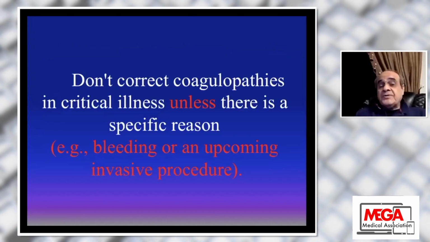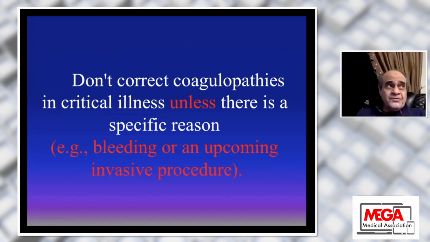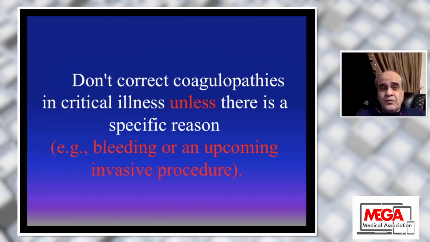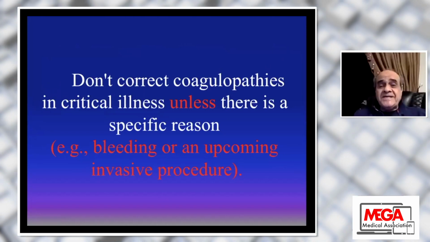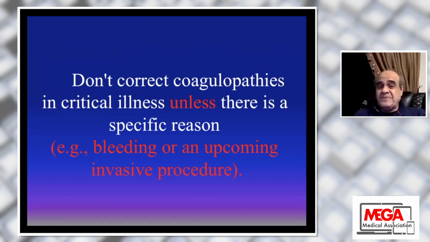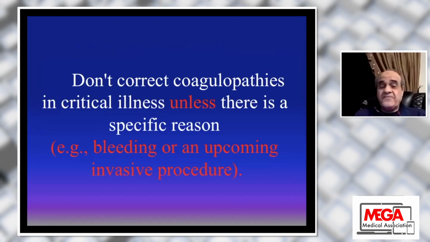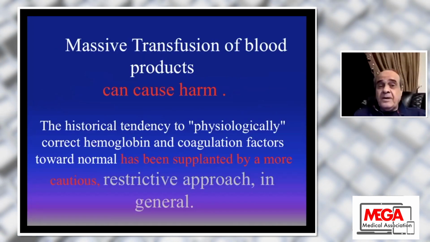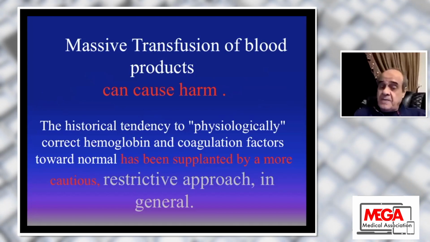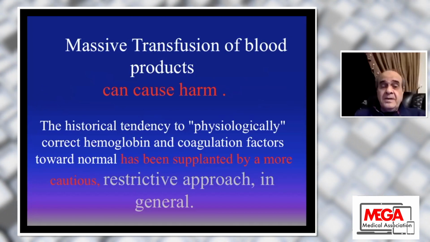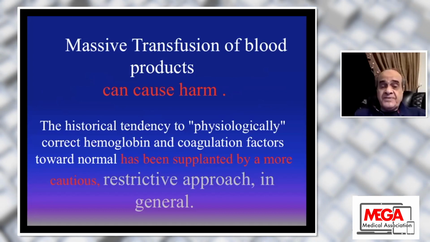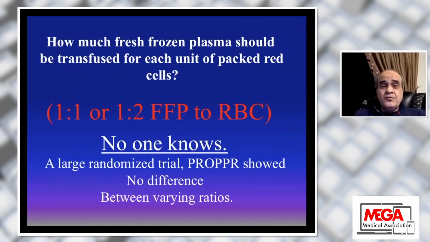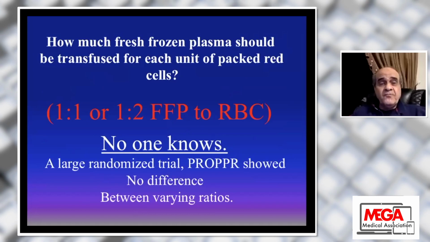Don't correct always. Today, I am going to stress some points of coagulopathy, not speaking in detail about coagulopathy. Don't correct coagulopathy in a critically ill patient unless there is a specific reason, like bleeding or a patient going for an invasive procedure and so on. Massive transfusion of blood products can cause harm, and all of us know clearly the complications of massive blood transfusions, which lead to ARDS in some patients. So we now avoid pushing too much blood transfusion or blood components to the patient.